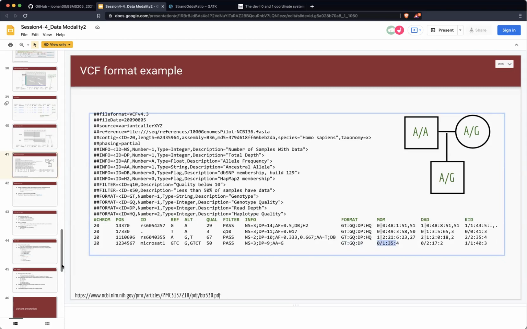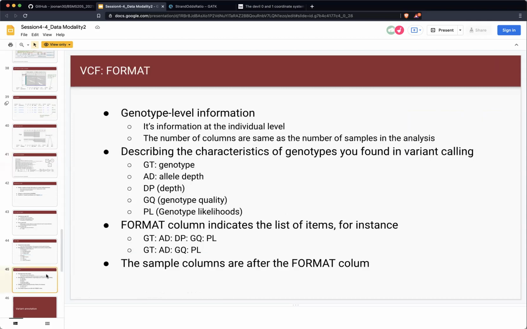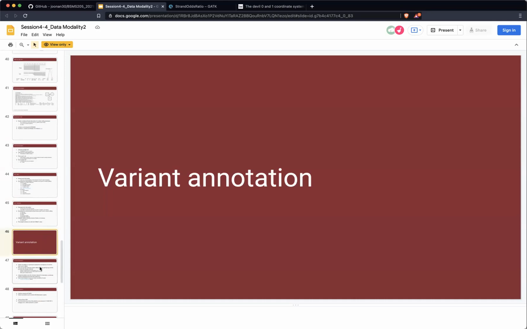So this is the difference between the INFO column and the FORMAT column. The INFO column represents the entire samples' information across here, but FORMAT is only indicating each of them. So this is a different situation.